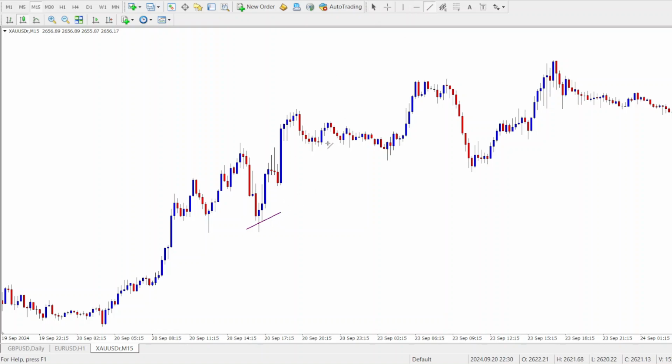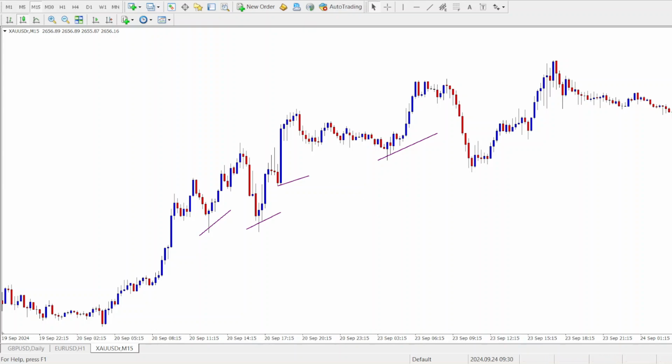We can see that we have a higher low here, we have a higher low here. Sorry, this is a lower low. So this is also a swing low. We can see that we have a higher low here and we have a higher low here.